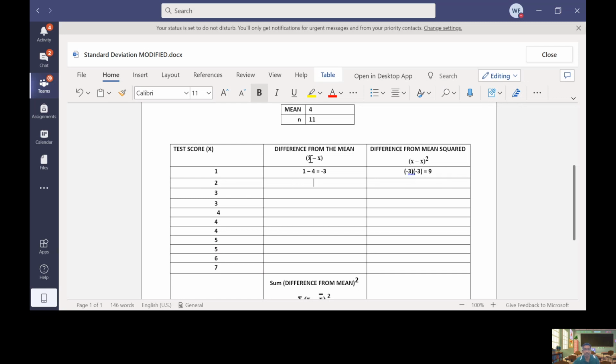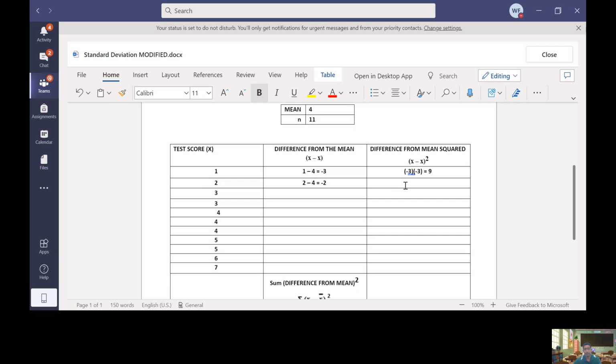Except this time, my first X value is going to be a 2. That's this value right here. Okay, and I'm going to subtract that from 4. The second value right here always represents this mean right here. All right. And that is equal to -2.